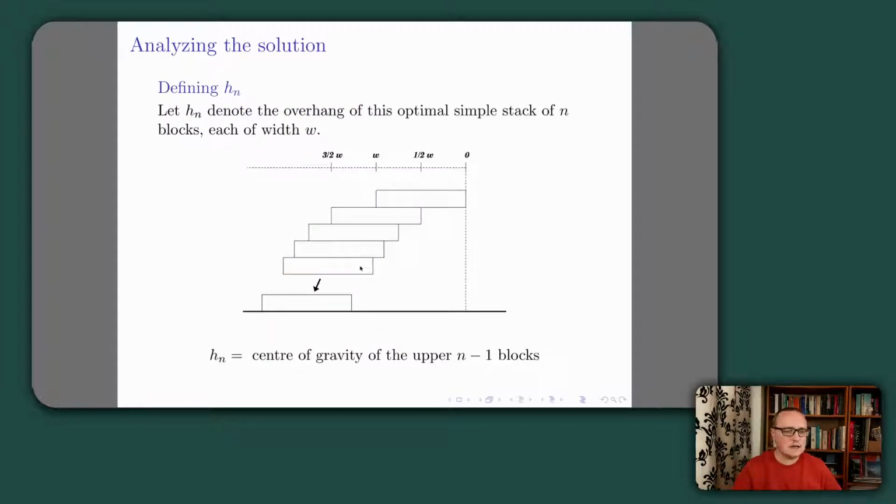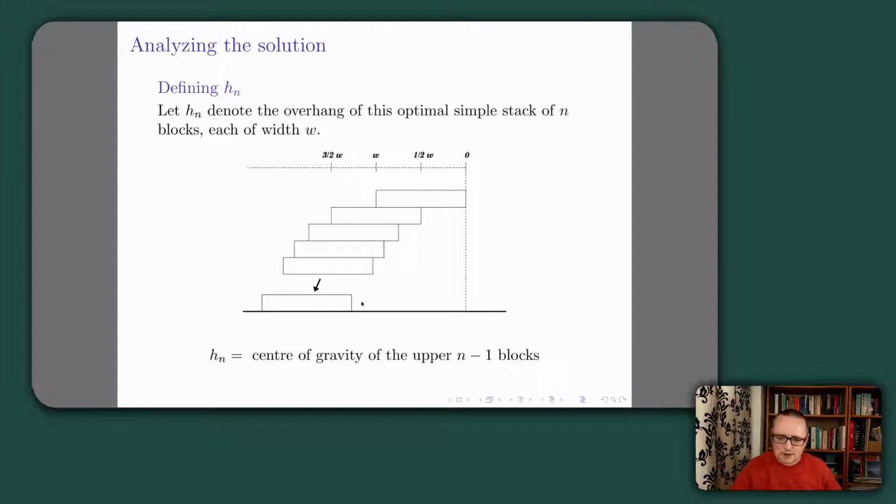So here's a diagram of my stack. We're going to measure the overhang from the rightmost edge of the top stack. We're going to measure backwards. We're letting W here be the width of these Jenga blocks, and Hn is going to denote the overhang that we get from a stack of n blocks. By applying the principles we described on the previous slide, the overhang you get from n blocks is equal to the horizontal location of the center of gravity of the upper n-1 blocks. If we imagine there's n blocks in this diagram in total, then in this upper stack here there's n-1.